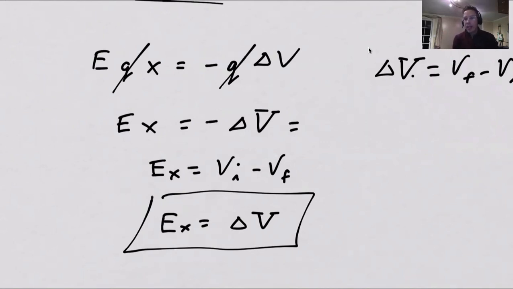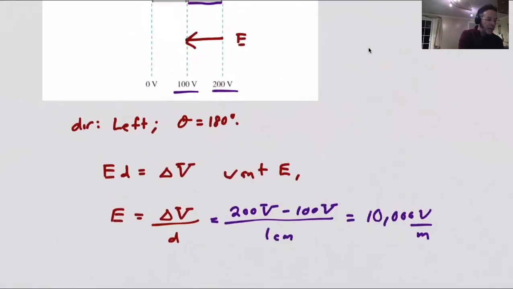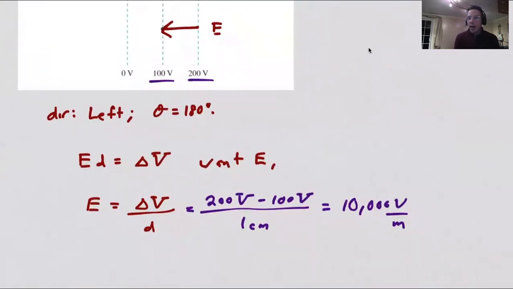Another way of saying that is that electric field is a vector, right? Its sign is determined by something. Its sign here is determined by the fact that it points in the direction of decreasing potential. So I got a positive value here with the way that I plugged in delta V. But my answer is still supposed to be to the left.